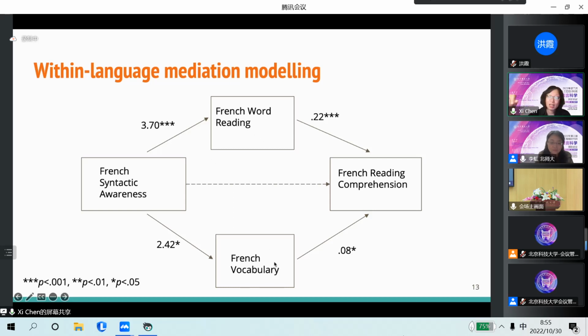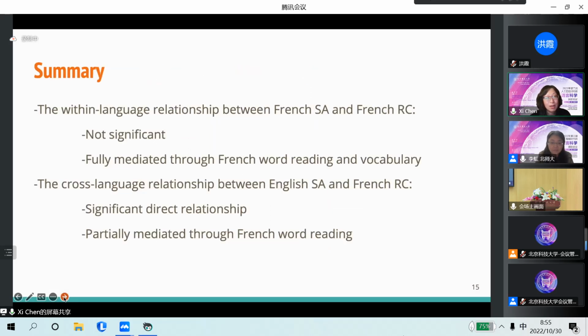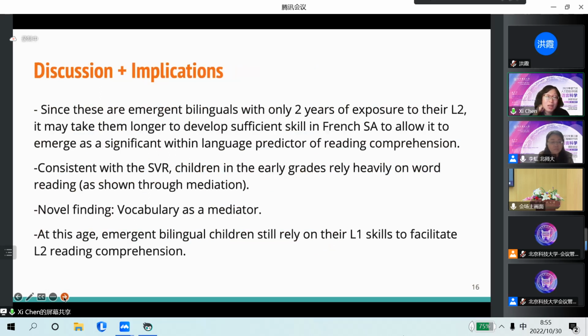And then cross-linguistically, it stopped being significant. And this is not surprising considering that children were only in grade 2. They've only learned French for 3 years. They started in senior kindergarten. So they were definitely beginning learners of French. We know for beginning learners, word reading plays a bigger role in reading comprehension than vocabulary. All right, so discussion.